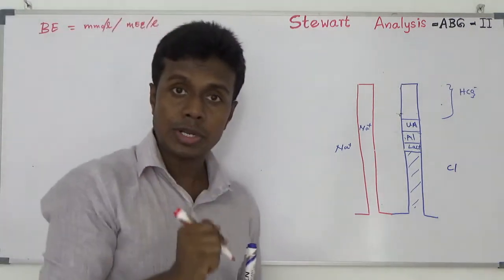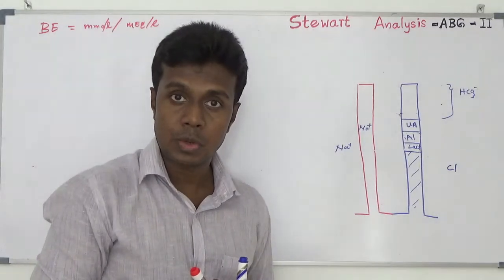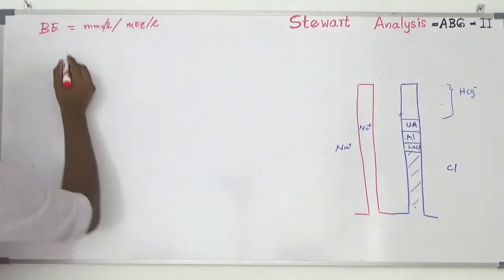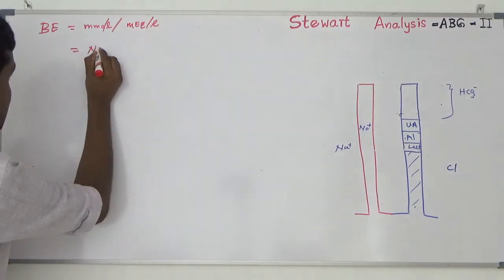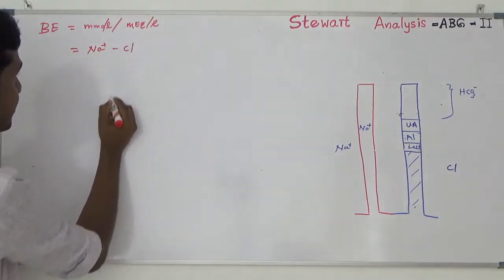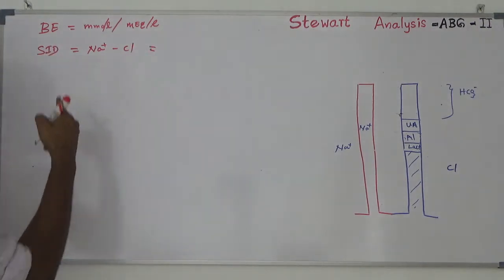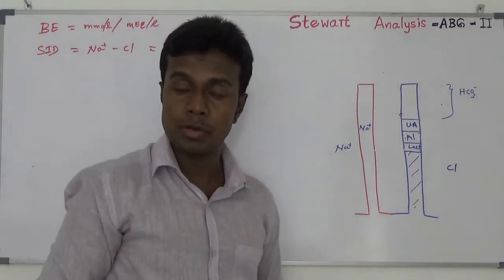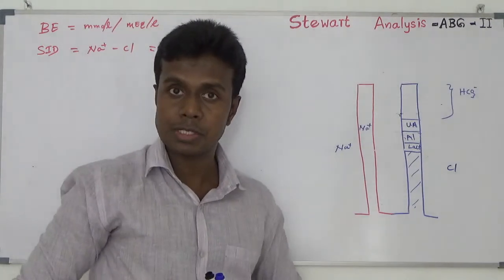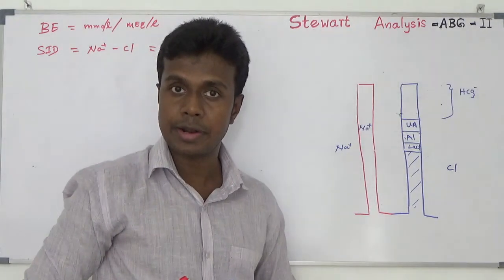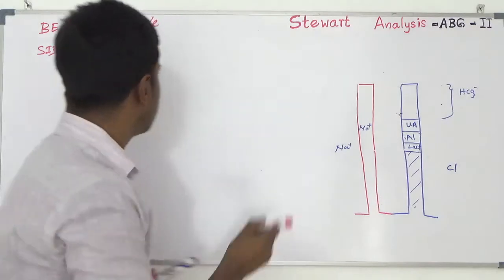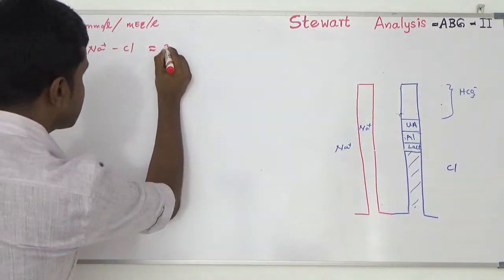When considering your strong ion difference, simply you can write it as sodium minus chloride. Your body contains approximately 140 millimoles per liter, or 140 milliequivalents per liter, of sodium, and chloride 105 milliequivalents per liter. Then your strong ion difference comes as 35.